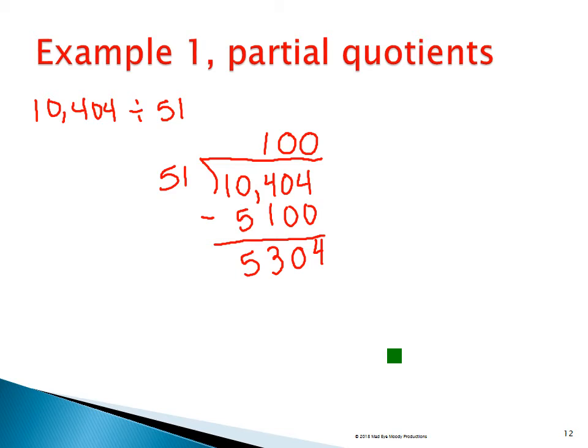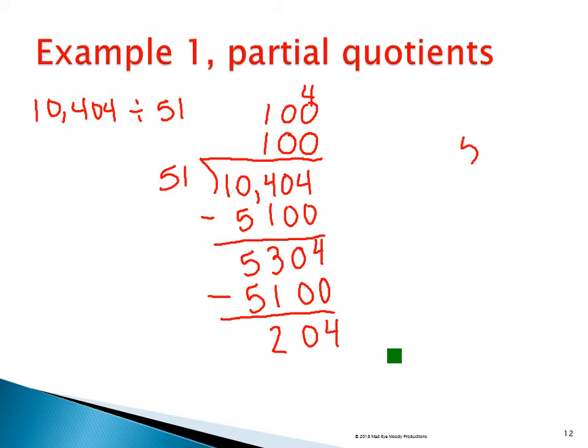Well, I know that 100 times 51 is going to be 5100 again, so I can actually make 100 more groups and I would use 5100 more of my dividend, which would leave me with 204. Well, I know 50 and 50 is 100, and then 50 and 50 is another 100, so I should be able to work with the number 4.